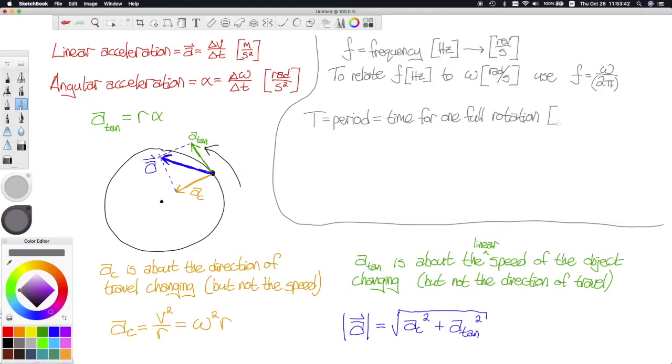Since this is a time, it will have SI units of seconds. And the period is related to the frequency by an inverse relationship. So the period is equal to 1 over the frequency. So again, those aren't the main conceptual points I'm going over here. That's the definition of these new angular quantities and how they relate to our linear quantities that we already know. But these equations can be helpful for solving some problems.